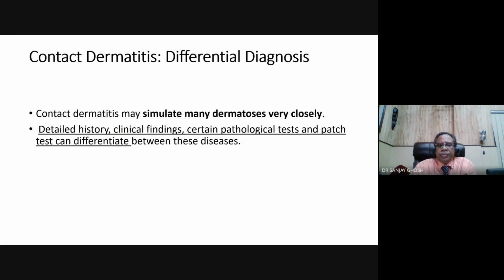Now, differential diagnosis: definitely many dermatoses can resemble contact dermatitis. So before stamping a diagnosis, atopic, seborrheic, even psoriasis, we should rule out. Sometimes hand and feet are very commonly diagnosed as psoriasis and started with methotrexate, etc. But before that, you rule out contact dermatitis, irritant contact and allergic contact. And definitely clinical history, important findings and pathological tests. And patch test, I think, even if it is psoriasis with hand and feet involvement, is required, because psoriasis of the hand and feet can even have secondary contact.